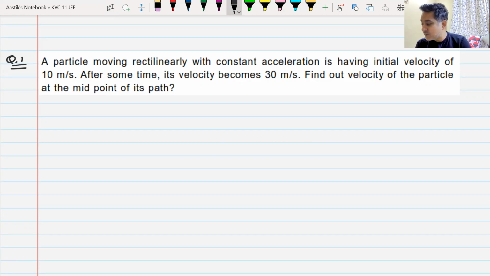Can anyone tell me which equation is best fitted to do this question? Equation number 1, I hope you remember the sequence, equation number 2 or equation number 3. Which equation do you think is fitted to solve this question instantly? 1, 2, 3.